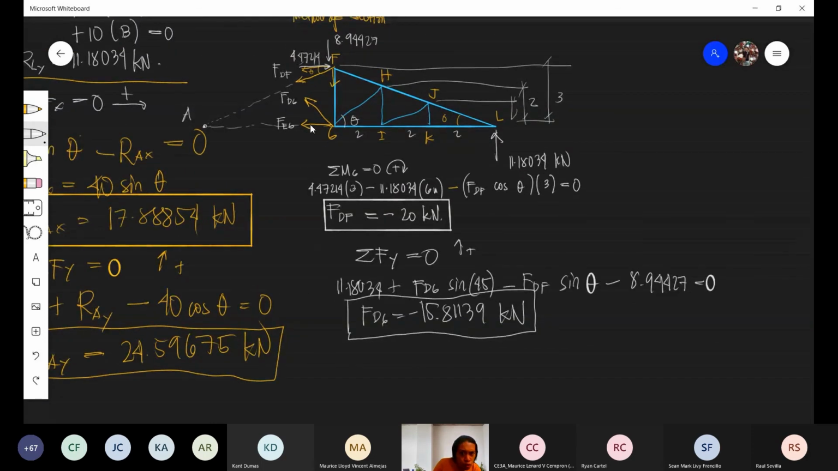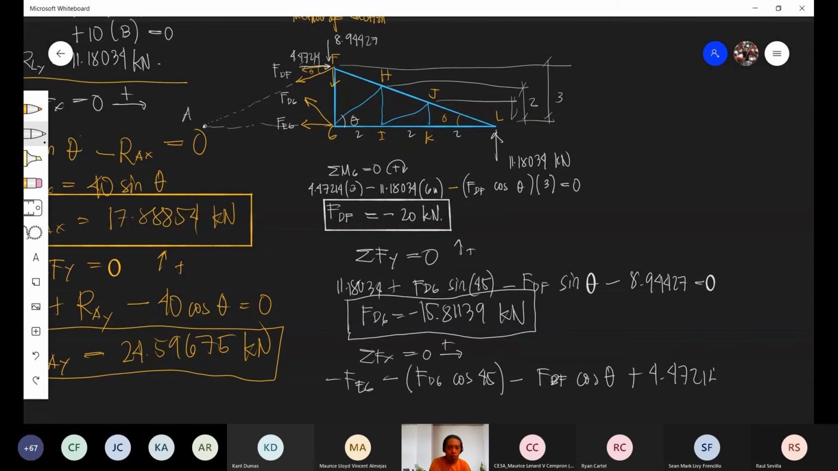We can use the summation of forces along X. This is equal to 0. To the right as the positive. So we will have negative FEG. Negative lang ha. Negative FDG cosine 45, and minus again FDF cosine theta, plus 4.47214. This is equal to 0.